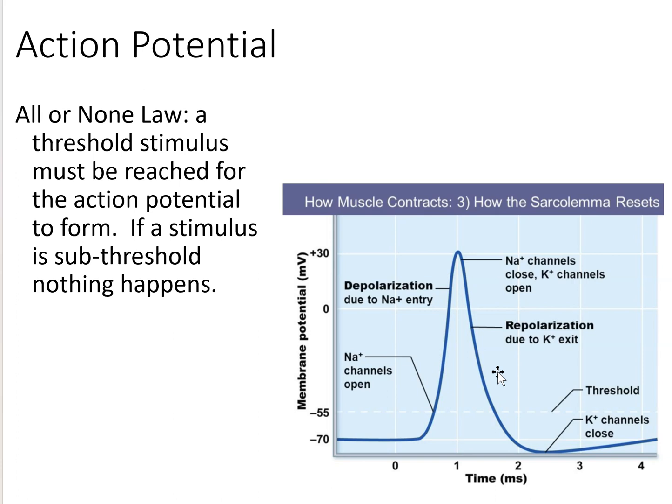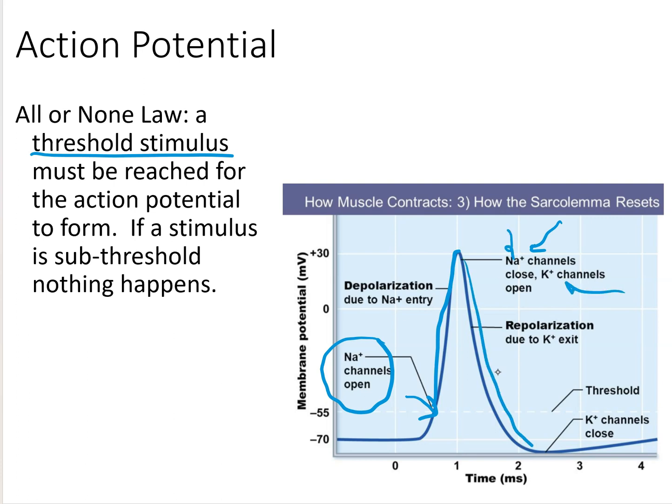So we have something called the all or none law, and all that means is you have to have a threshold stimulus. Remember, the threshold stimulus is what's going to open those sodium voltage gated channels. So if it's threshold, they all open, you depolarize, the sodium gates close, the potassium open, and you reset. If it's sub-threshold, nothing happens. So it's called the all or none law. You either get the whole thing or nothing. A lot of times the example used is pulling the trigger on a gun. It doesn't matter how hard you pull the trigger, the bullet leaves at the same velocity. Well, once you open these sodium channels, then sodium rushes in and you start this whole process.